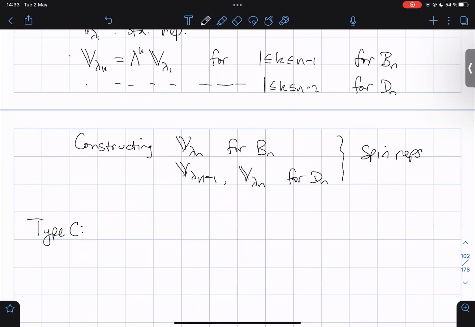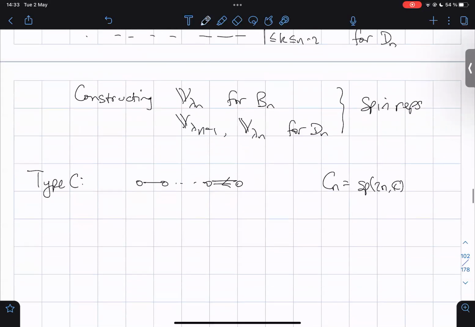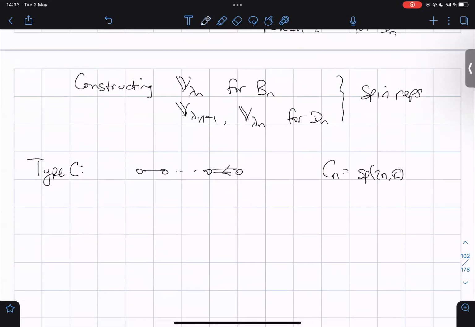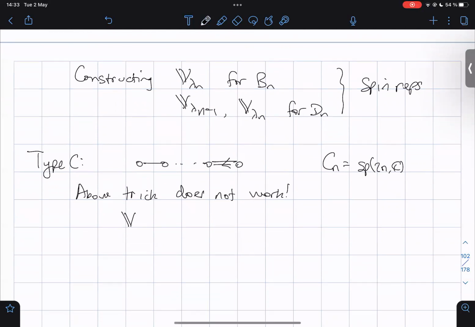Type C. Here's the Dynkin diagram. Again, there's a large type A subdiagram. So this is for C_n, that's Sp_{2n}(C). But in this case it definitely doesn't work. So note the above trick does not work. You could see this also just from considering wedge 2 of this. It is still true that the first one is the standard representation.